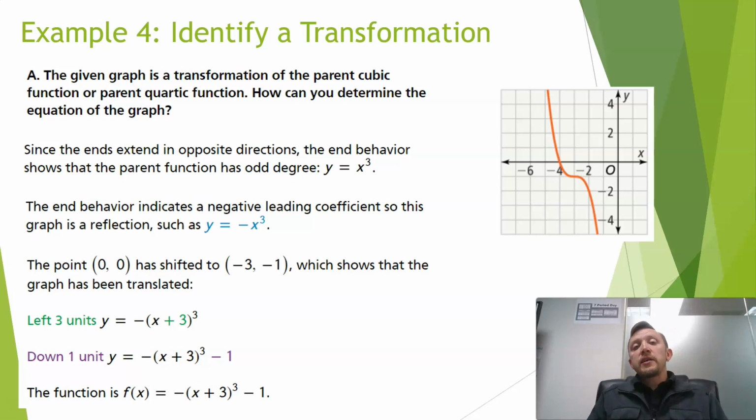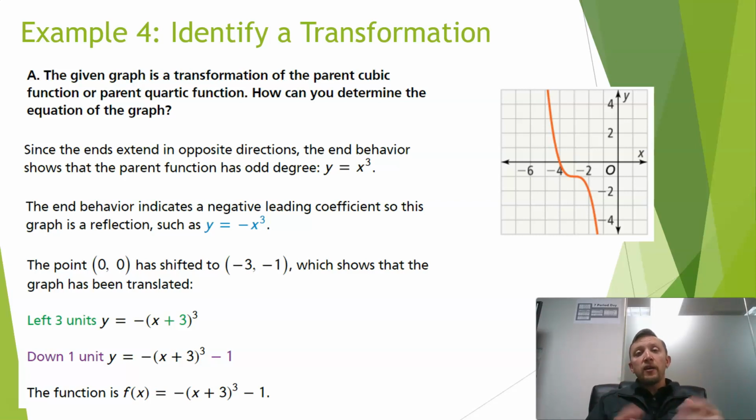All right, so here they tell us that the given graph is a transformation of the parent cubic function or parent quartic function. We've got to figure out which one. How can you determine the equation of the graph? Okay, so they're telling us it's either a quartic or a cubic. So a cubic means that the degree would be 3. Quartic means that the degree is 4.